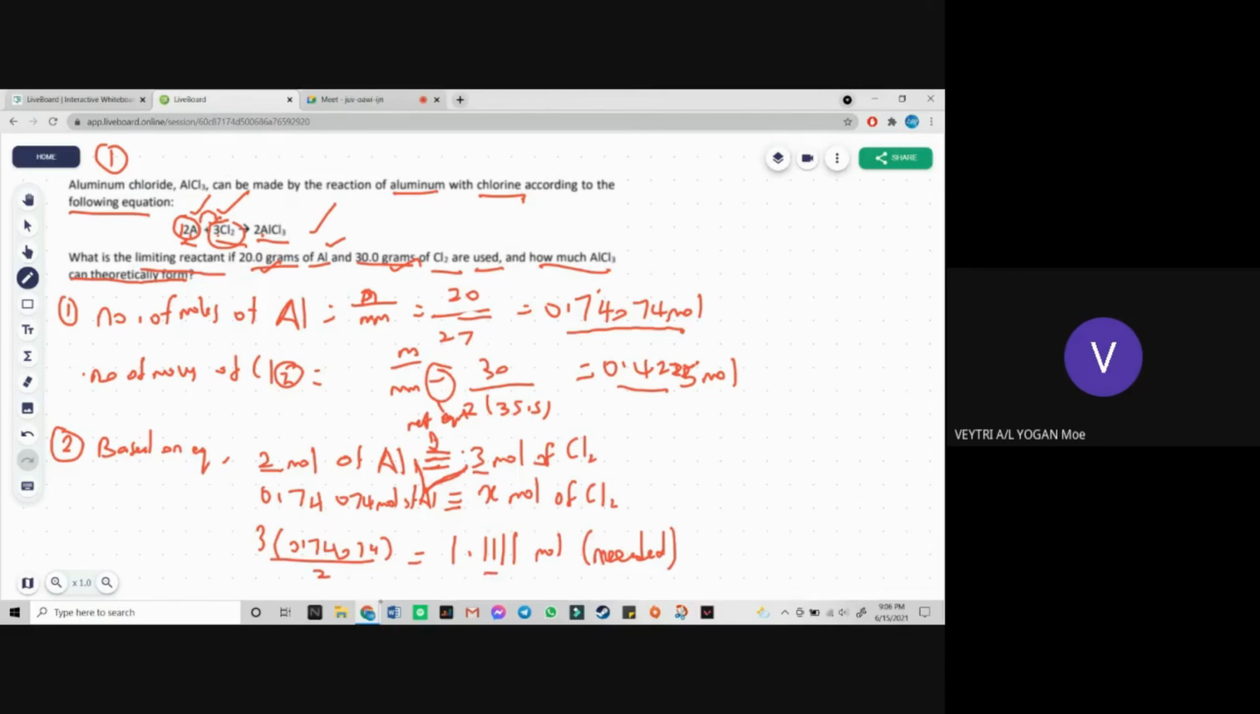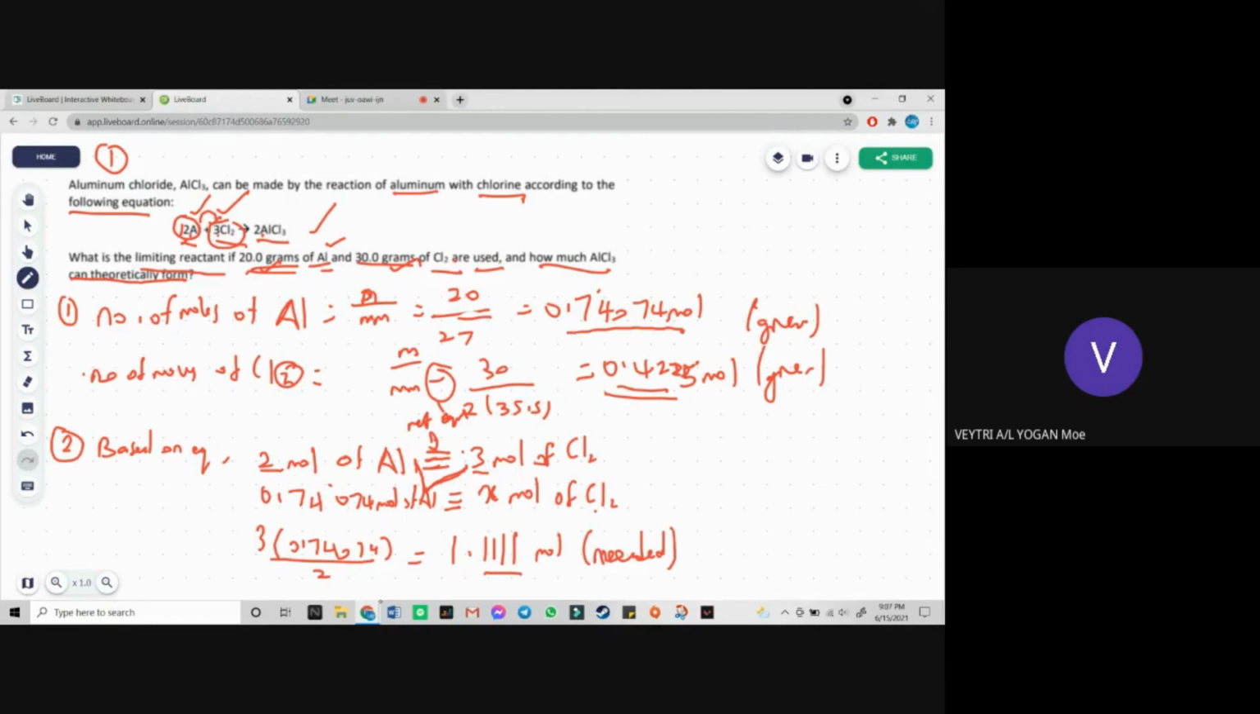Remember, maintain 4 significant figures, 4 decimal places for now, because we want to keep the answer as accurate as possible. Now let me explain what is given and what is needed. What does the question give? 20 grams of aluminium, so that is given. It gives 30 grams of chlorine, so that is given. Whatever you calculate is needed. If you don't believe me, you can put your X for aluminium, substitute 0.4225 mole of chlorine, and then find the value of aluminium. You can do it either way. Why?